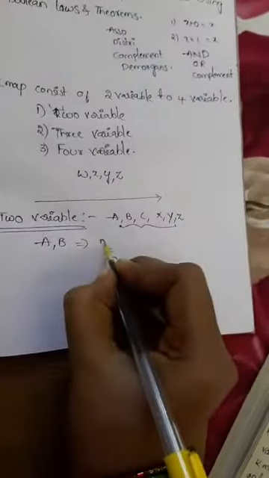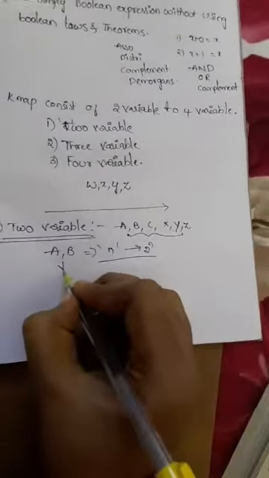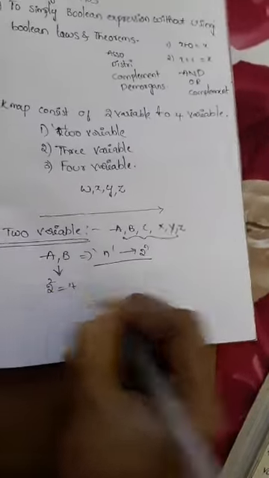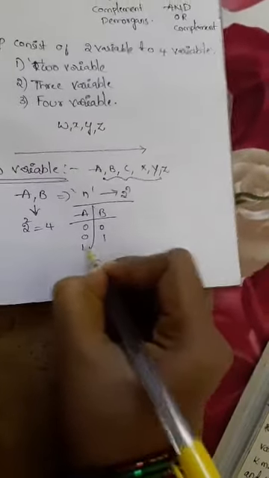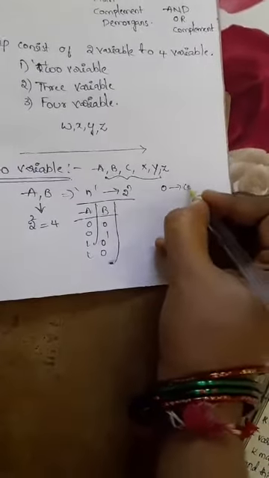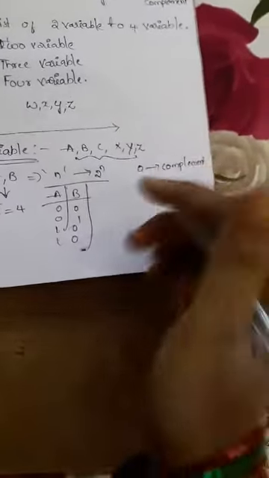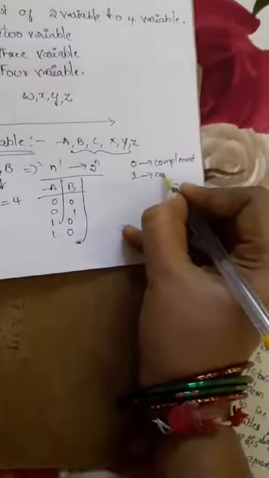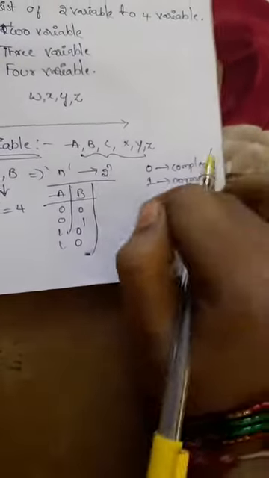How many possibilities do we get with 2 variables? For n variables we have 2 power n distinct possibilities. So for 2 variables we get 4 possibilities: 0 0, 0 1, 1 0, 1 1. How do we represent them? In general, 0 is always represented as complement and 1 as normal, which is quite different from min term and max term.